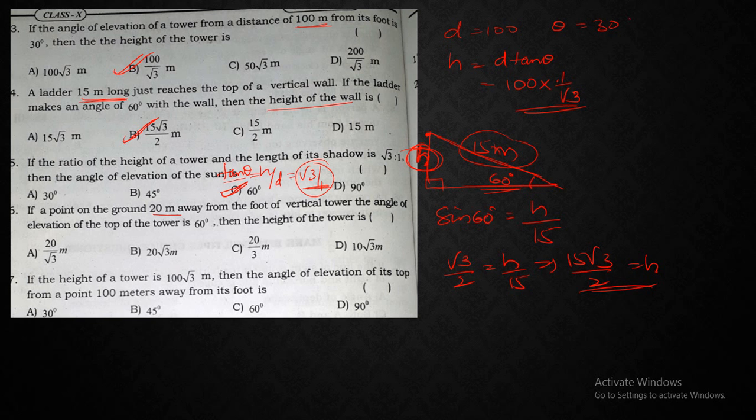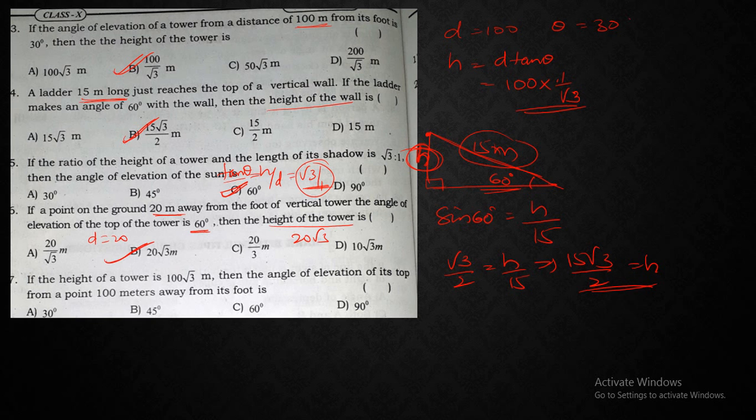If a point on the ground is 20 meters away, that means distance is equal to 20, and the angle of elevation is 60 degrees, then the height of the tower h is equal to d tan theta. So 20 into tan 60, root 3, so 20 root 3.